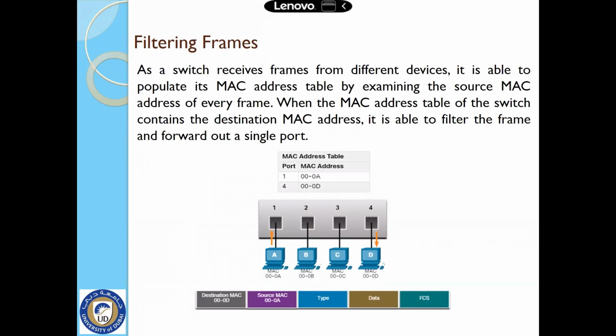Now then there will be the filtering. As the switch receives frames from different devices, it is able to populate its MAC address table by examining the source MAC address of every frame. So when the MAC address table of the switch contains the destination MAC address, it is able to filter the frame and forward it to a single entry.